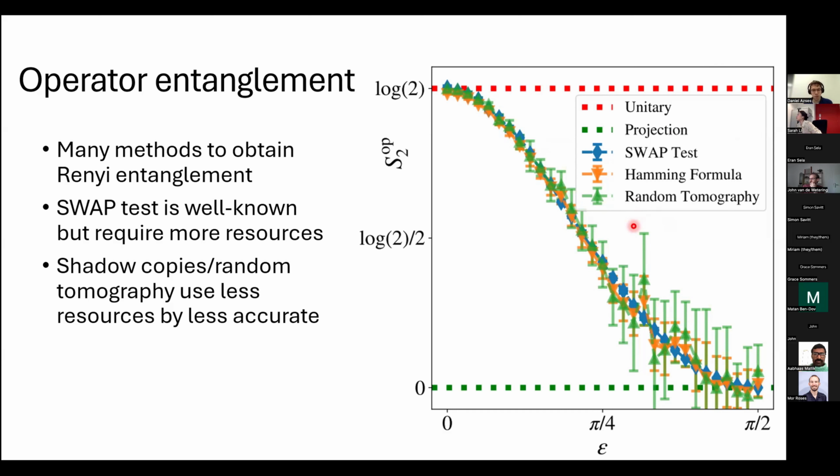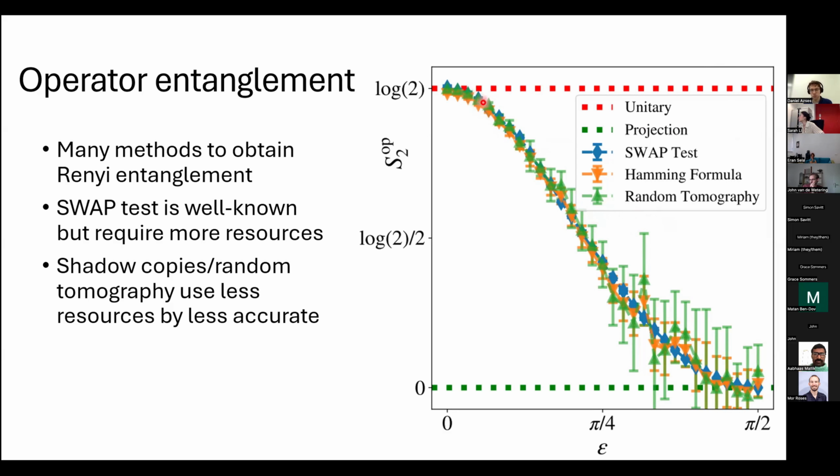Sorry, I have a question about this figure. Yes. So earlier you said the smaller the epsilon, the closer the operation is to the unitary operation, right? Right. And then here, if we look at somewhere close to zero, we saw that the swap test, Hamming formula, and random tomography all have very small standard deviation and they're close to unitary.